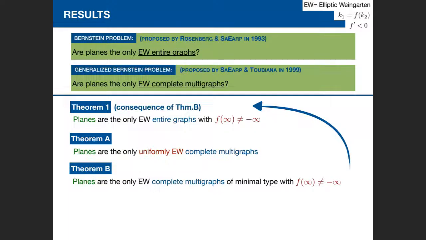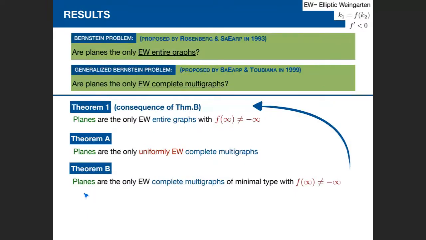Okay, so if we put the three results together, you can actually see that theorem 1, the one regarding the Bernstein problem, is actually a consequence of the last result, because an entire graph is in particular a complete multigraph. So actually theorem 1 is a consequence of theorem B. Okay, so these are the two main results of the talk, and the other one is a straightforward consequence.